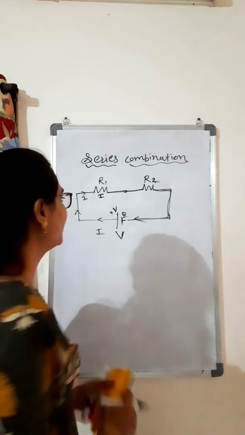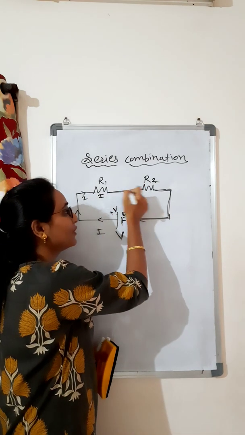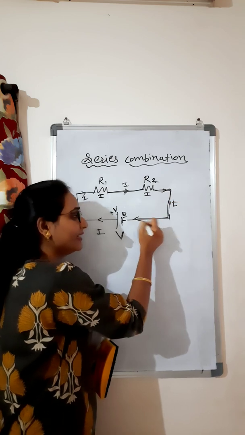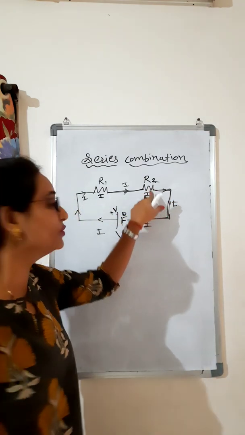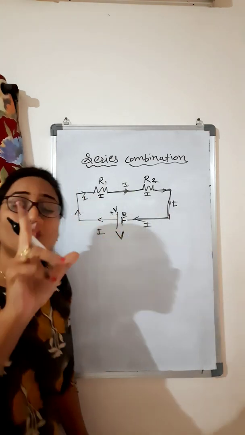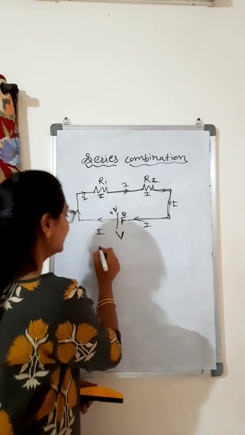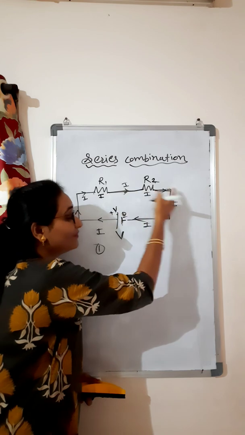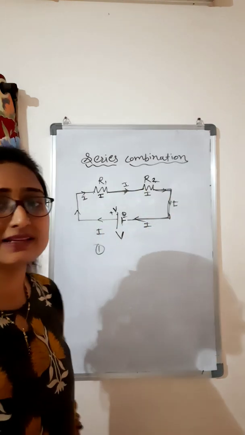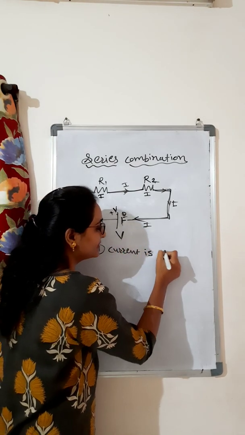Keep in mind, from R1 how much current is flowing? I current is flowing. From R2 also, I. Here also I, here also I, here again I. So from this you got the first and very important point of the series combination, and what is that? The current will be the same. Current will always be the same in all the resistances.